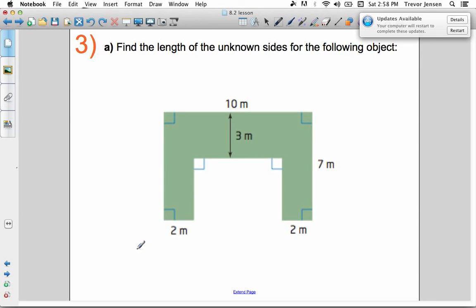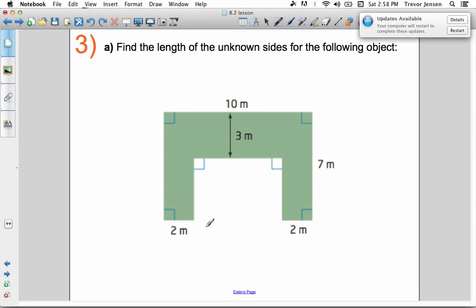Okay, next question. For this one, not only am I going to find the area of a composite figure, I'm also going to find the perimeter of the composite figure. And hopefully you remember the definition of the perimeter of an object is the sum of the lengths of the outside sides of an object. So in order to find the perimeter of this object, I'm going to first have to find the length of the unknown sides of this object. So I'm going to have to add them all together to figure out the perimeter.